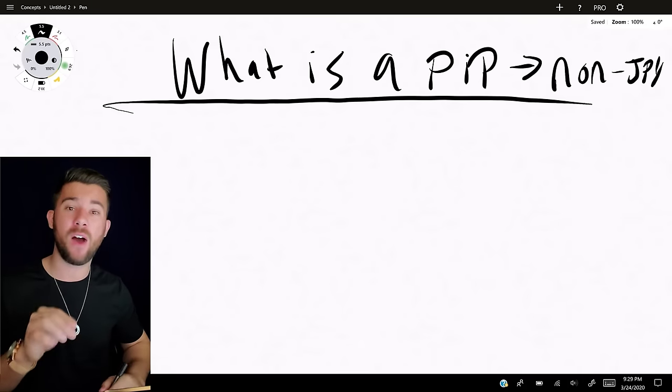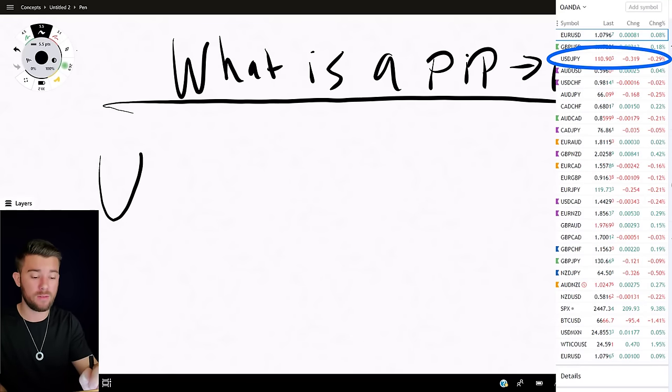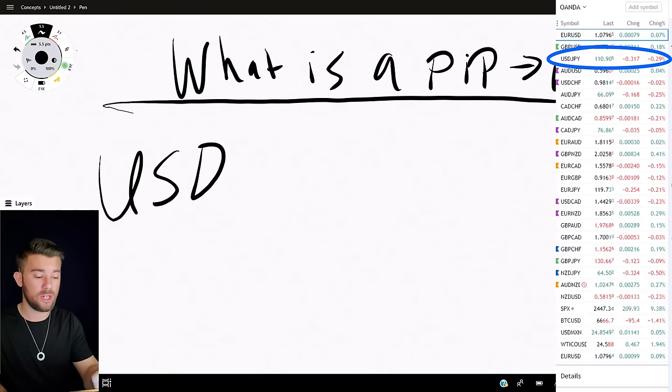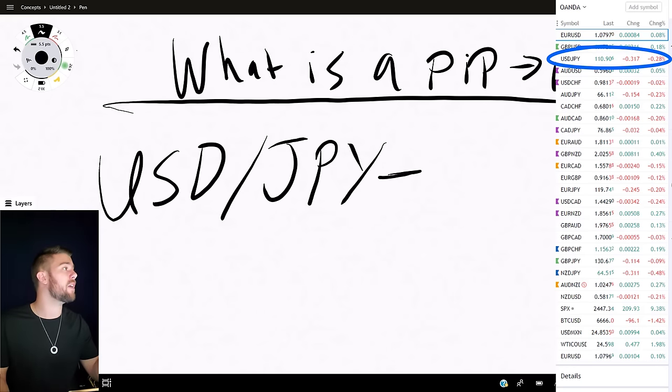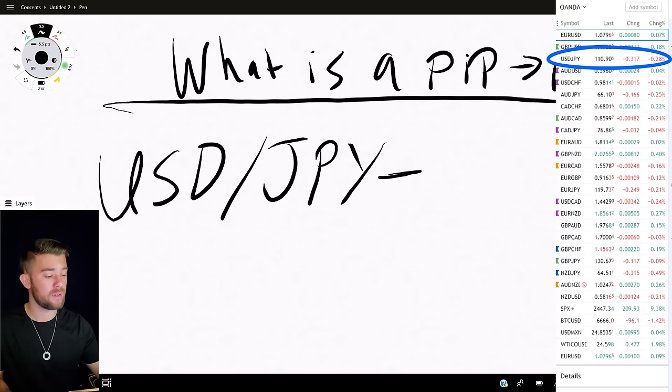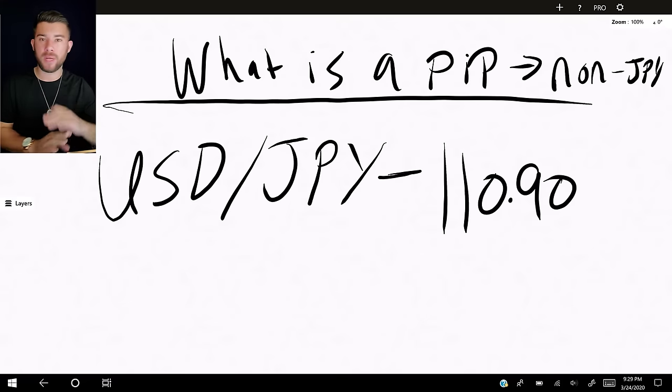If we look at the value right now of the dollar yen, which is USD, JPY, the dollar yen currently has a value of 110.90. With this being the case, on only pairs with JPY attached to them, we go two decimal places instead of four. What do I mean by that? Let's actually draw the graph right now so that we can make this as easy as possible.